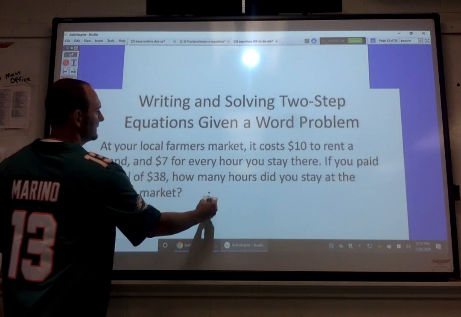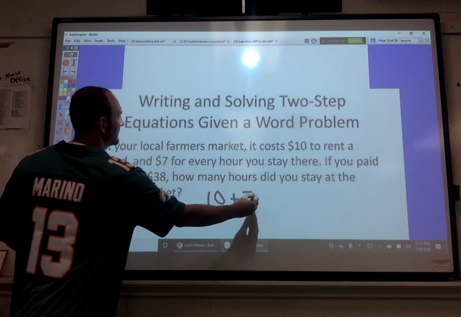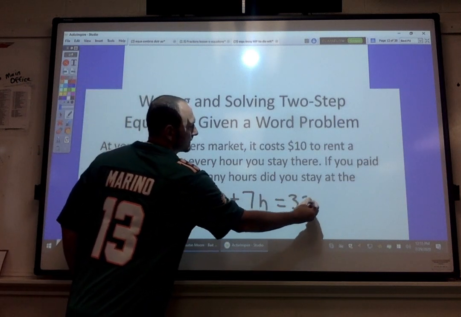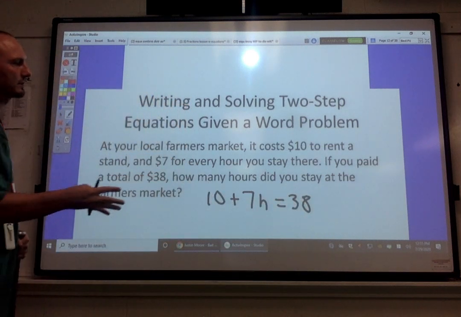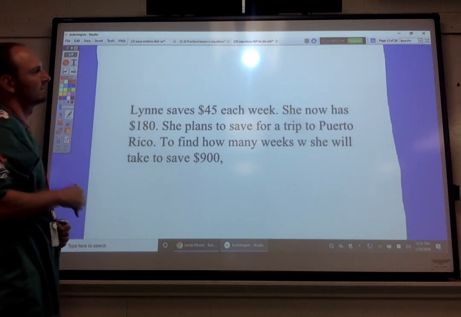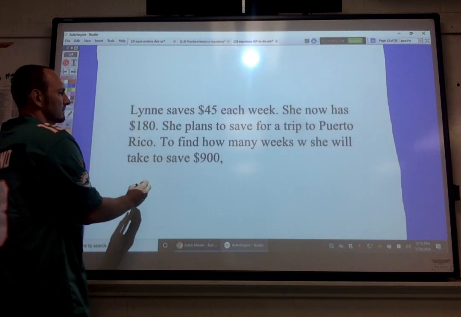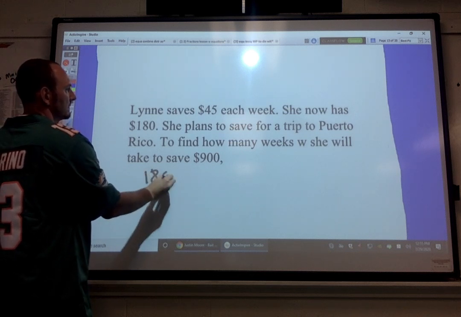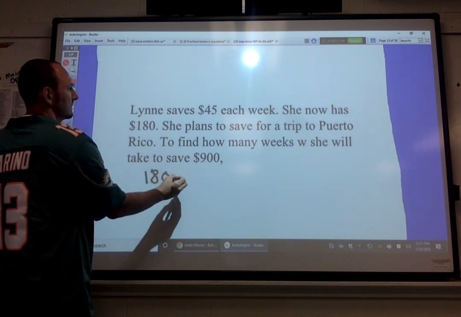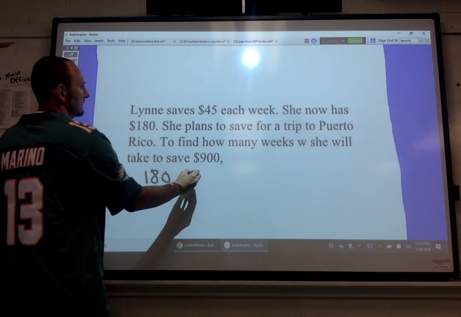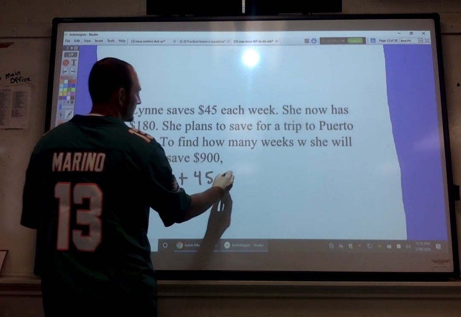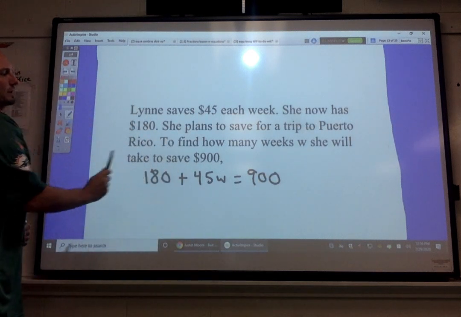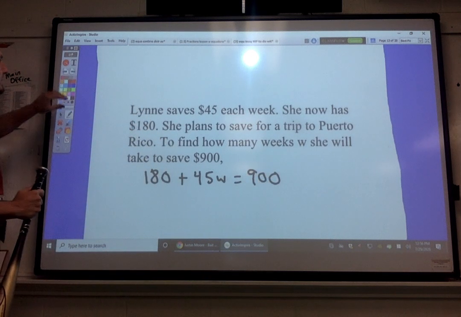$1 to rinse sand for every hour you're there. It'd be a total of 38. And you should get 4 hours as your answer. Subtract 180, divide by 45, done.